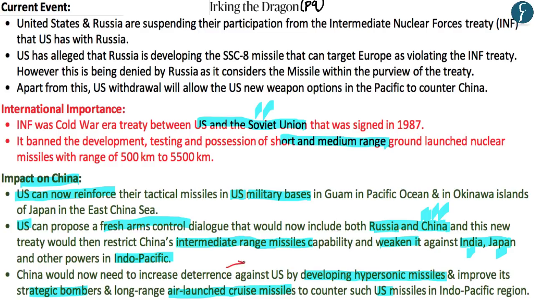And thereby, according to the author, what this does is increase an arms race within the Indo-Pacific region, whereby now that the United States has withdrawn from the INF treaty and would be forming such missiles, it would then lead China to form counter missiles to the short and medium range missiles that the United States may form. And for this, China may develop hypersonic missiles and would also need to improve its strategic bombers and air launched cruise missiles so that they are not targeted by any short and medium range ground based missiles which the United States may form in any of the military bases in the Indo-Pacific region.